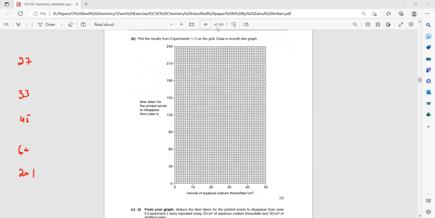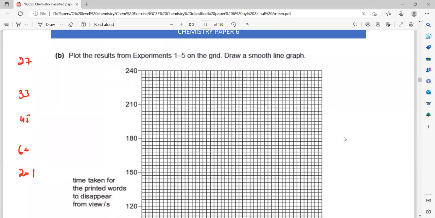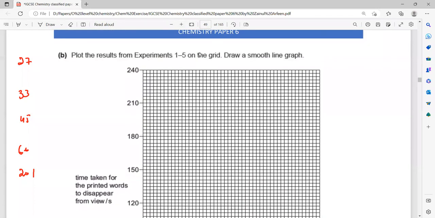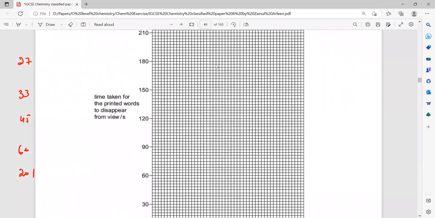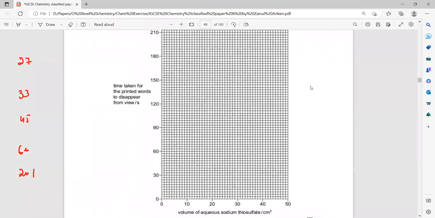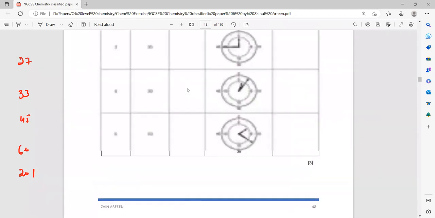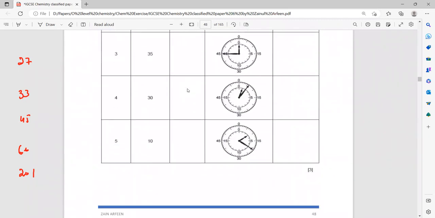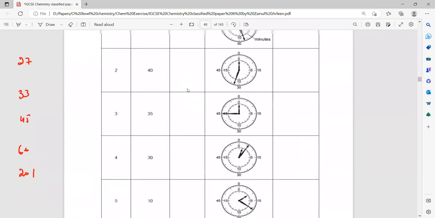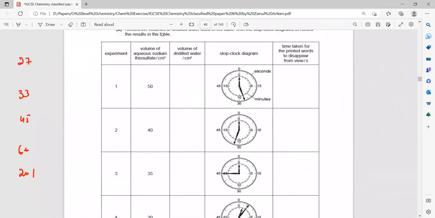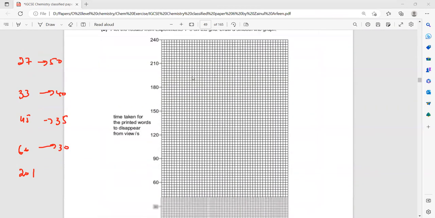The next part, we have to sketch a graph. Usually for chemistry, you don't have to label the axis, as they are already labelled. Plot the results for experiment 1 to experiment 5 and draw a smooth line. Because we want to sketch a graph for the volume of thiosulfate used, the values are 50, 40, 35, 30, and 10.